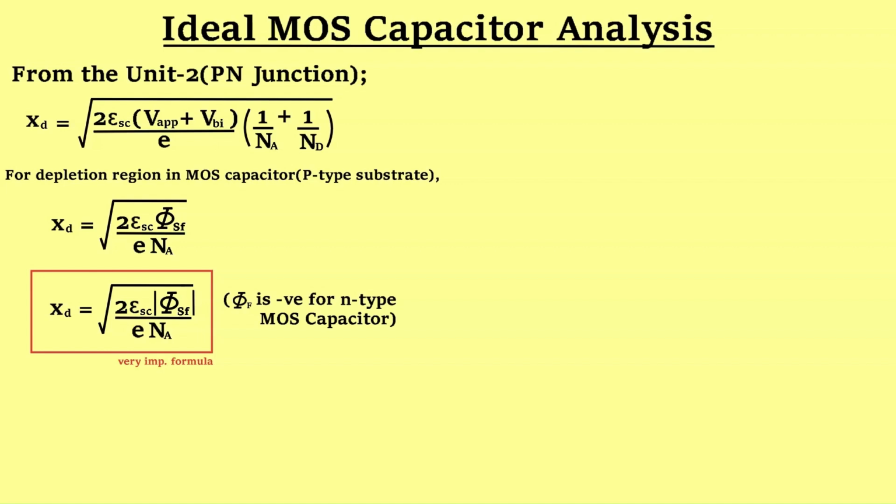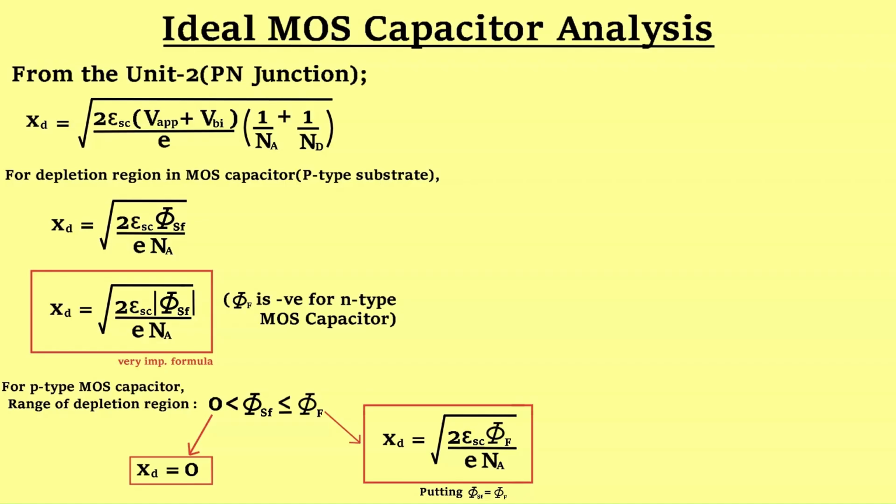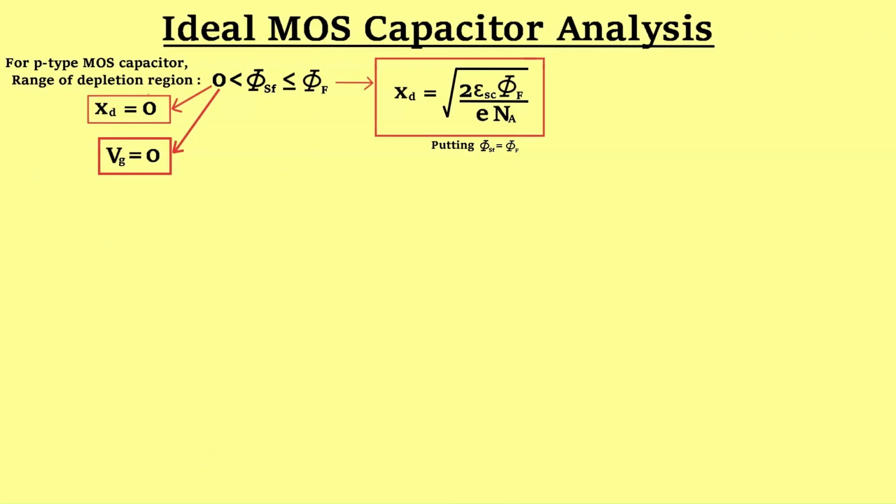If we have to find the depletion width at the extreme points of the range of depletion region, then we have to put the surface potential equal to Fermi potential. Therefore, by replacing surface potential with Fermi potential, we will get the largest value of depletion width which can be present in depletion region. The minimum value of the external voltage to be in depletion region is 0.